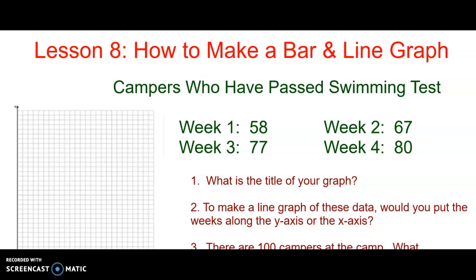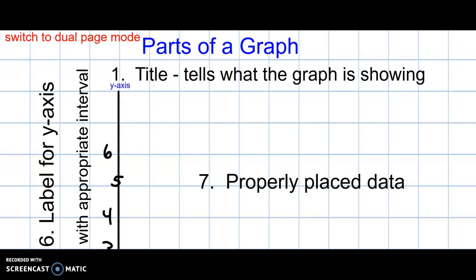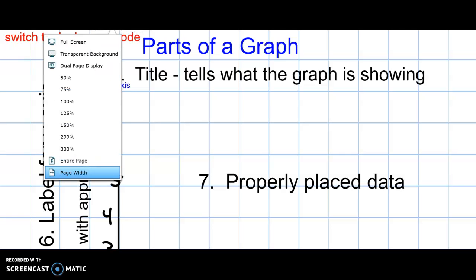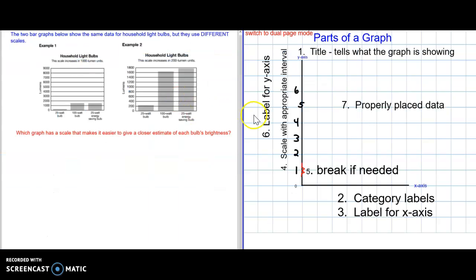Hey guys, so this is lesson 8, how to make a bar and a line graph. I'm going to go backwards for a second and look at the last thing I talked about in lesson 7. The very last thing that I said was that there were 7 parts to a graph, 6 that you need to make sure that you have correct, and then a 7th one that you might need and you might not. So let's go back through really quick.